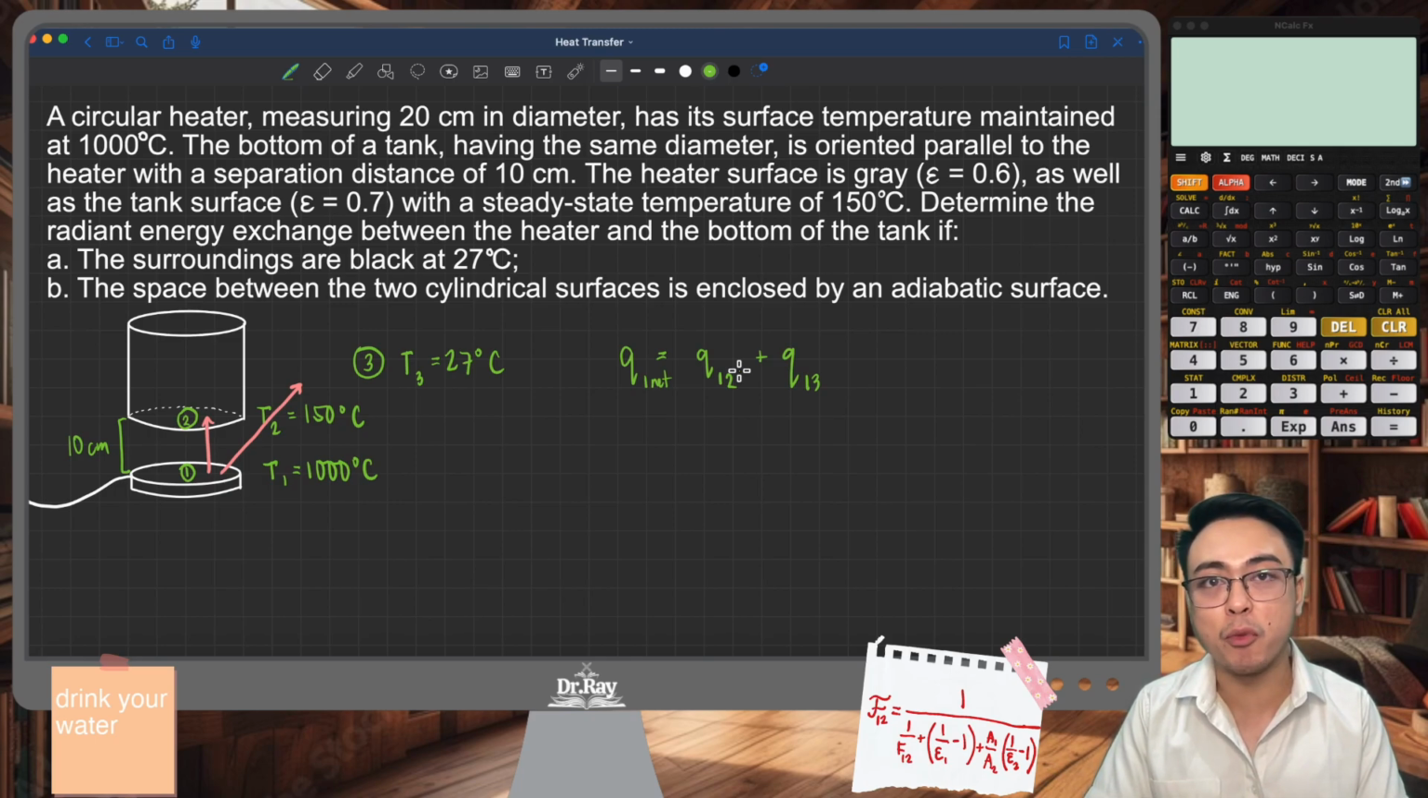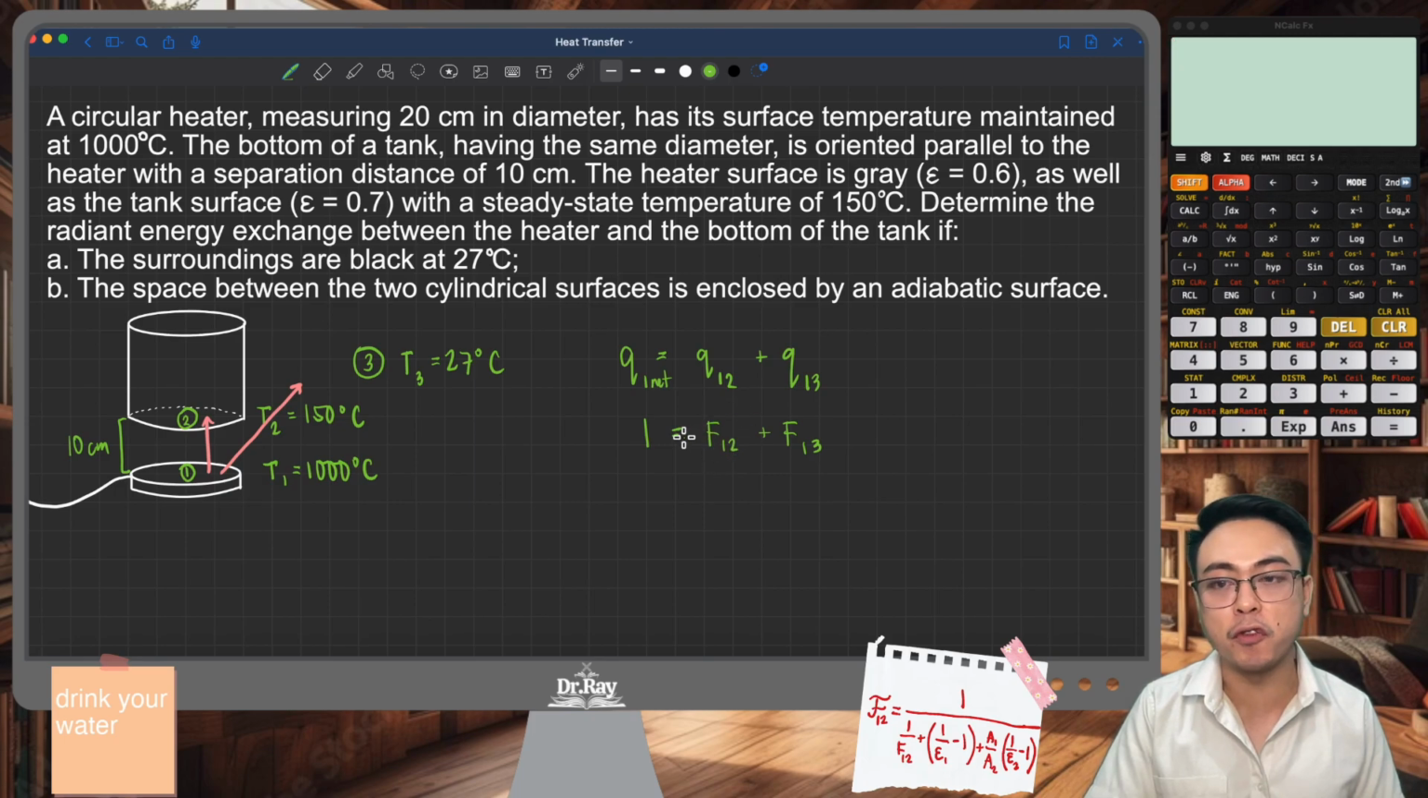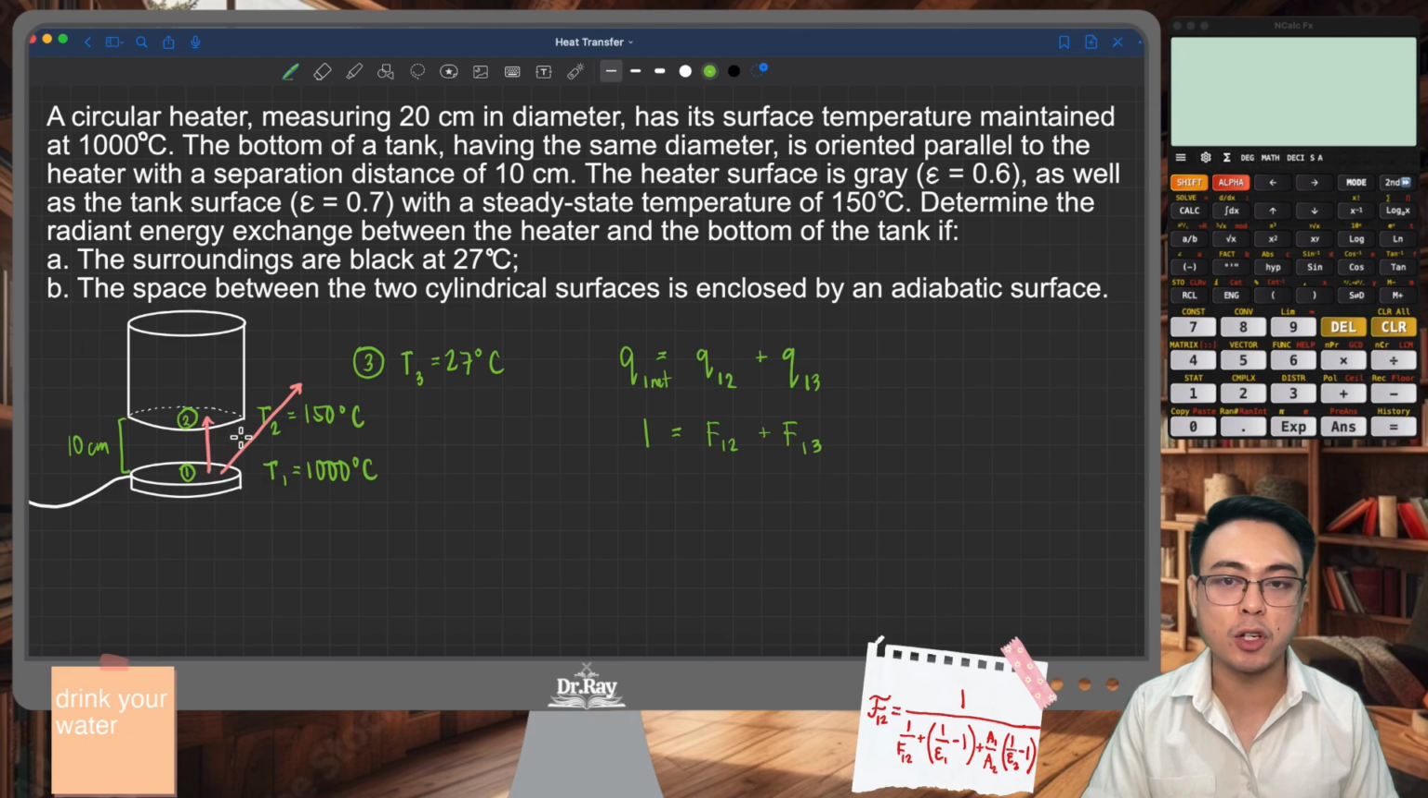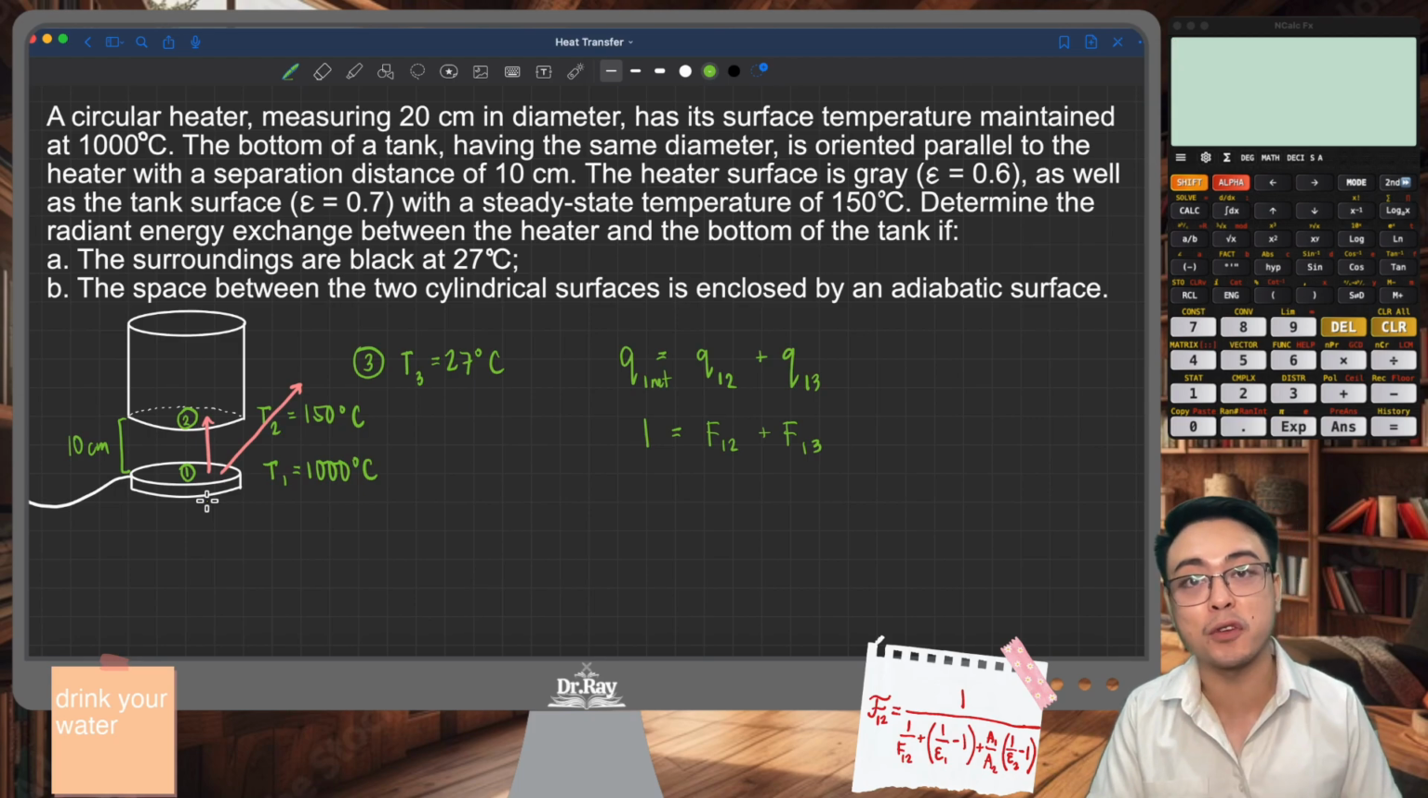And this also goes the same with view factors. So the total view factor coming from surface 1 is 1, but then this is equal to F12 plus F13. F12 is the view factor from surface 1 to surface 2, and F13 is the view factor from surface 1 to surface 3. It should make sense that when you add these two view factors together, you get 1 because all of the energy leaving surface 1 can only either go to surface 2 or surface 3, right?